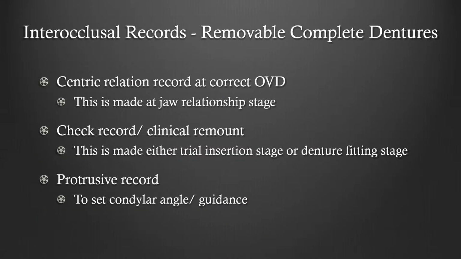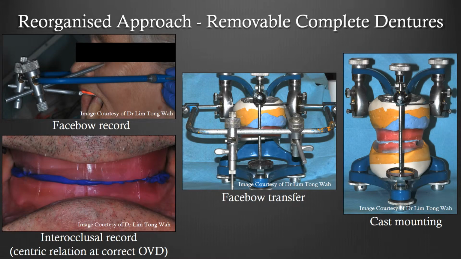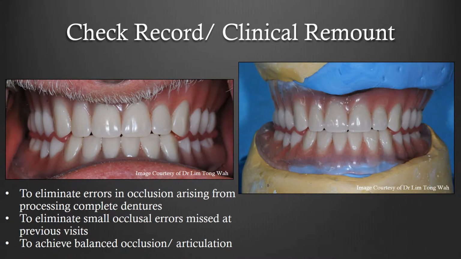There are 3 intra-occlusal records for complete dentures: centric relation record at correct OVD, check record or clinical remount, and protrusive record to set the condyle angle. These images have shown step-by-step how to take centric relation and face-bow record, transfer them to the semi-adjustable articulator, and mount the maxillary and mandibular casts together. The purposes of the check record are to eliminate errors in occlusion arising from processing complete dentures, and to eliminate small occlusal errors missed at previous visits. After the selective grinding, balanced articulation is achieved and dentures are fitted again.